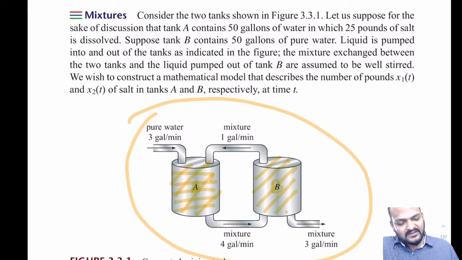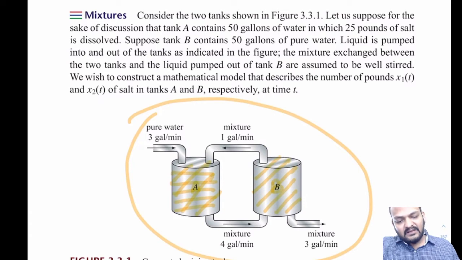So at any given time, each tank contains 50 gallons of water, and some of them is going to have salt, some of them is not, so you're going to have different concentrations of salt. Initially, tank A has 25 pounds of salt, and tank B has no salt, right? So keep that in mind.